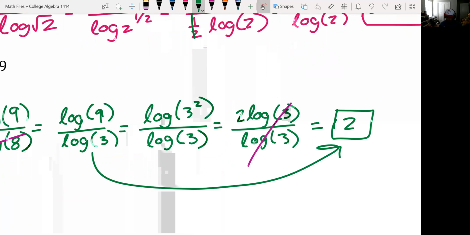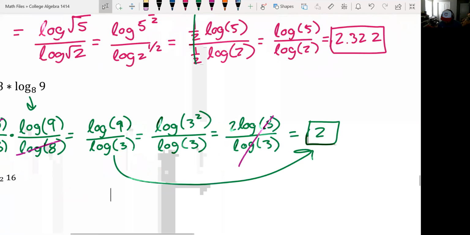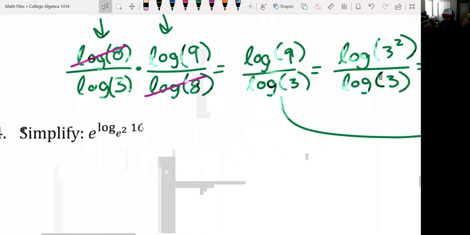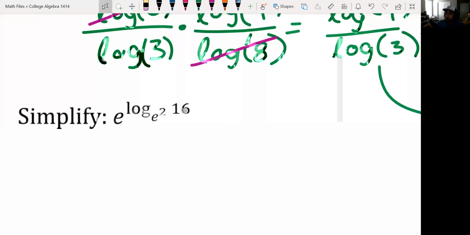It's good times, right? Logs are insane. I love them. Okay. Now another one to simplify by using change of base. Oh boy, look at this. So simplify e to the log base e squared of 16.